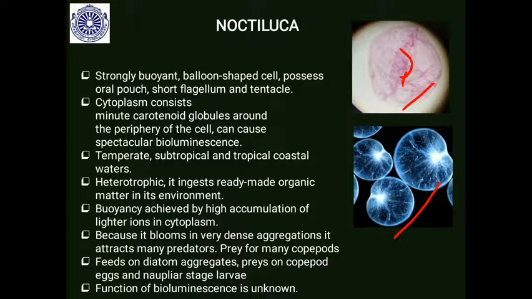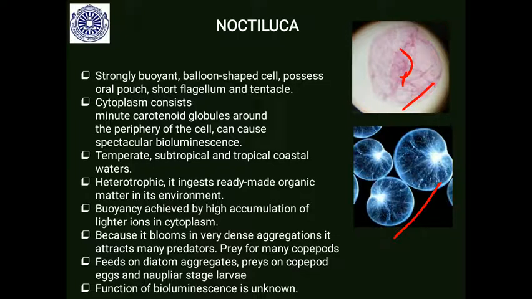So the cytoplasm consists of minute keratinoid globules around the periphery of the cell. They can cause spectacular bioluminescence. I said already, the bioluminescent protein luciferin. So you will find it in all waters: temperate, subtropical, tropical, and coastal water. This is the marine form, and it is heterotrophic. It ingests ready-made organic matter that is found in the environment.